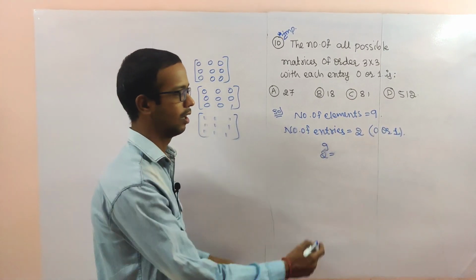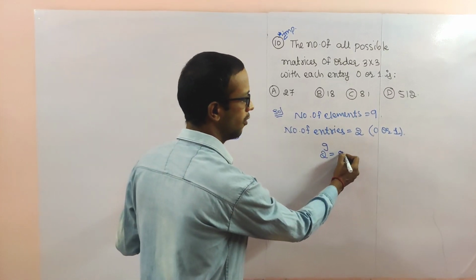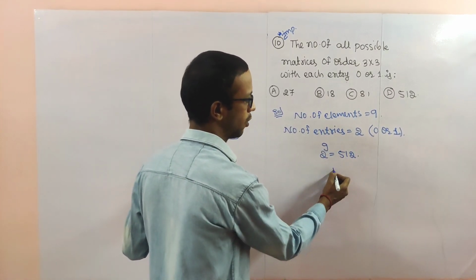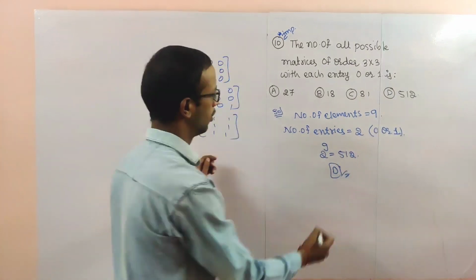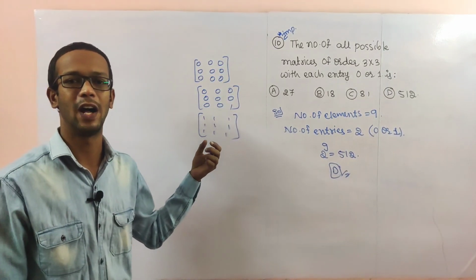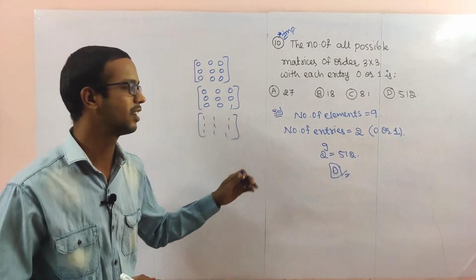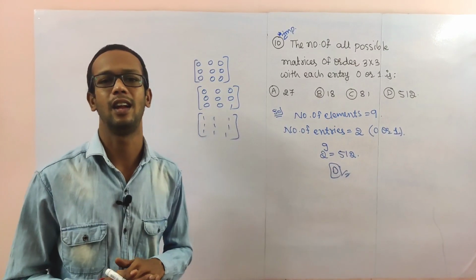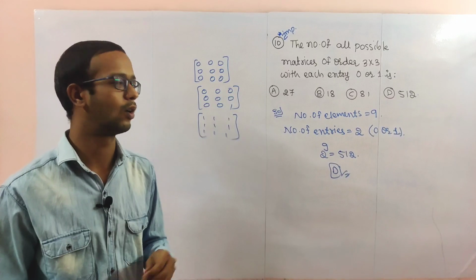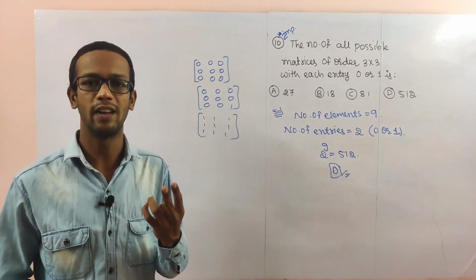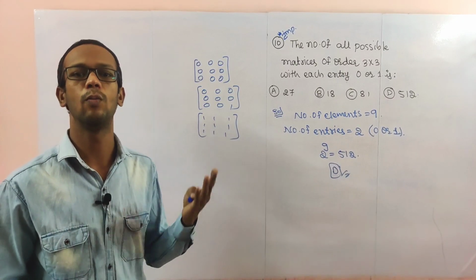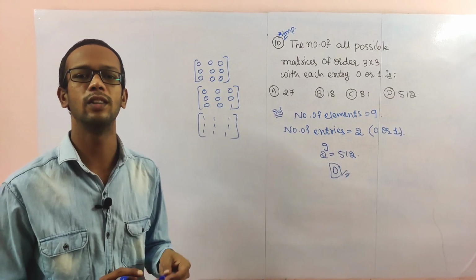2 power 9 is 512. 512 is option D. We can't write out all 512 matrices. You can construct 512 matrices. No need to write all that, just the number is asked. The number is 512. Very simple. 2 entries, 9 places. 2 power 9 is equal to 512, that is the answer.